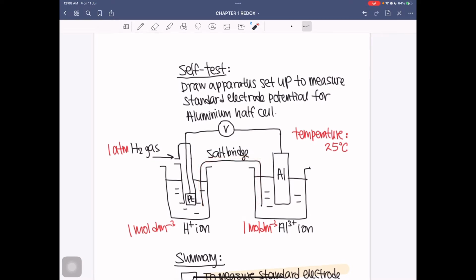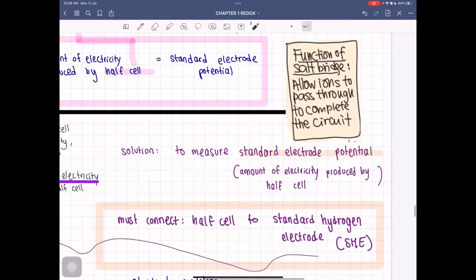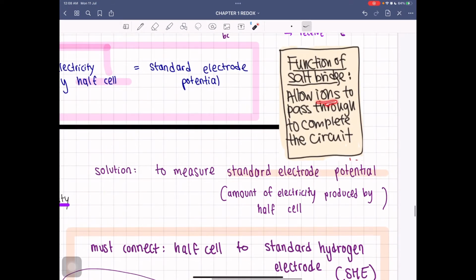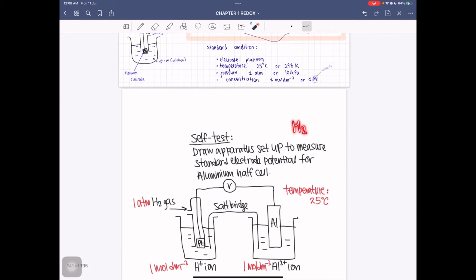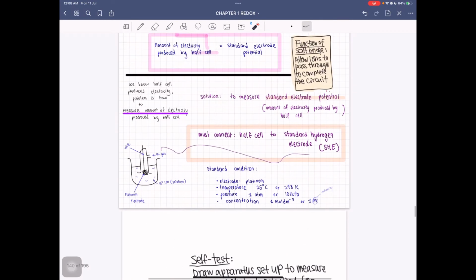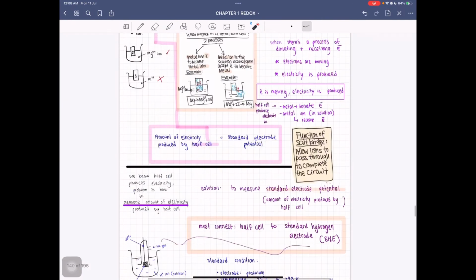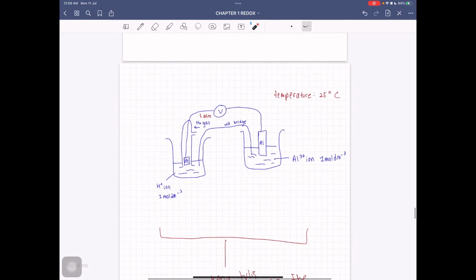But the difference, something to take note of, is the salt bridge. And what is a salt bridge? A salt bridge is basically to allow ions to pass through to complete the circuit. A salt bridge can be made out of diluted sulfuric acid, or it can be made out of soluble salts.